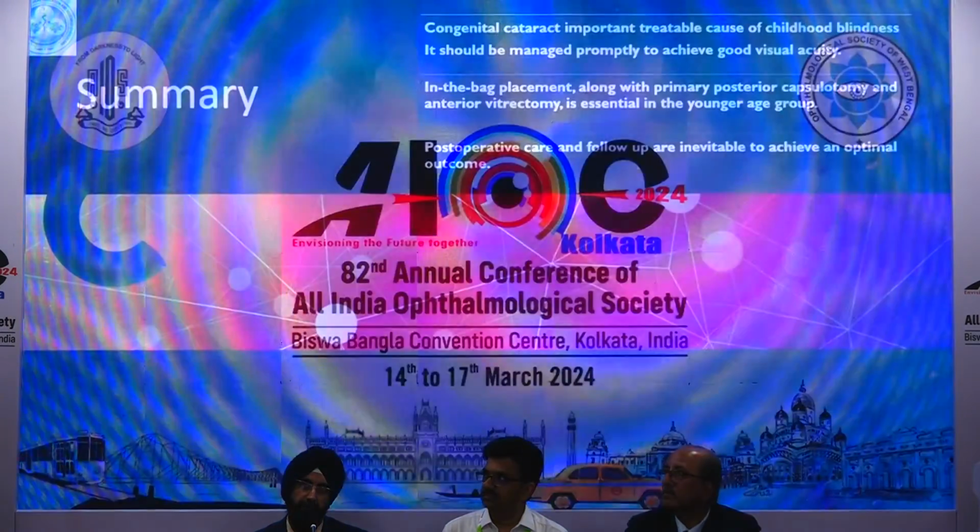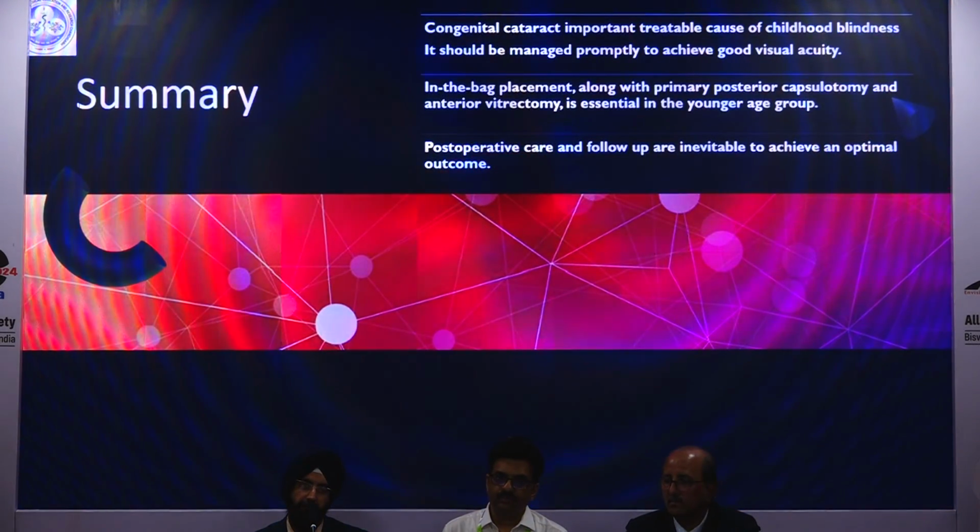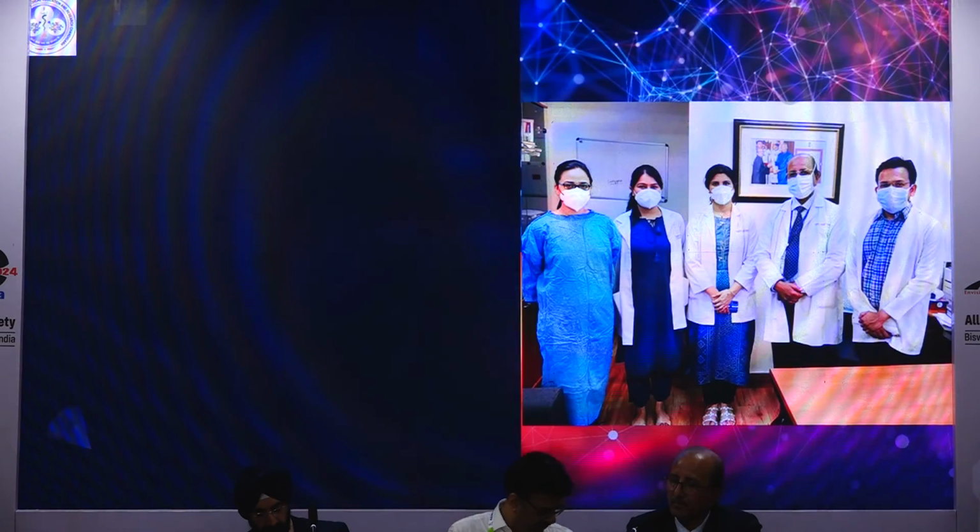So in summary, congenital cataract is an important treatable cause of childhood blindness, and it should be managed promptly to achieve good visual acuity. In the bag placement, along with primary posterior capsulotomy and anterior vitrectomy, is essential in the younger age group, and post-operative care and follow-up are inevitable to achieve an optimal outcome.